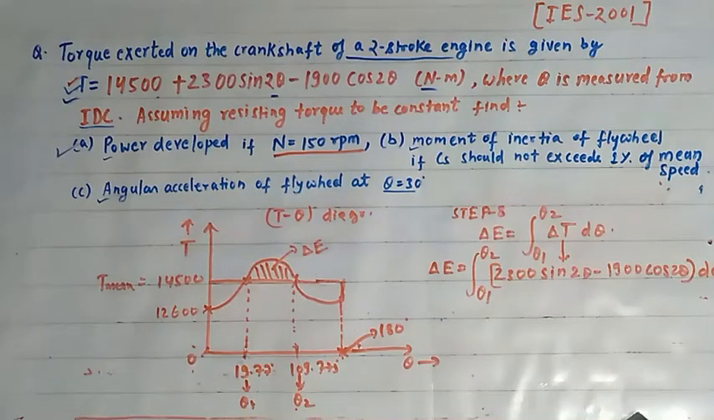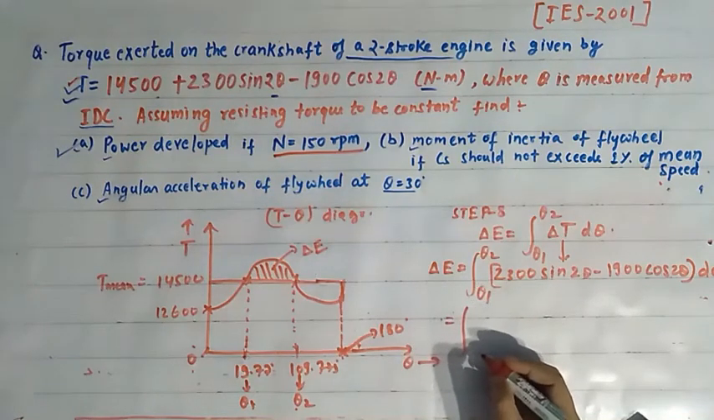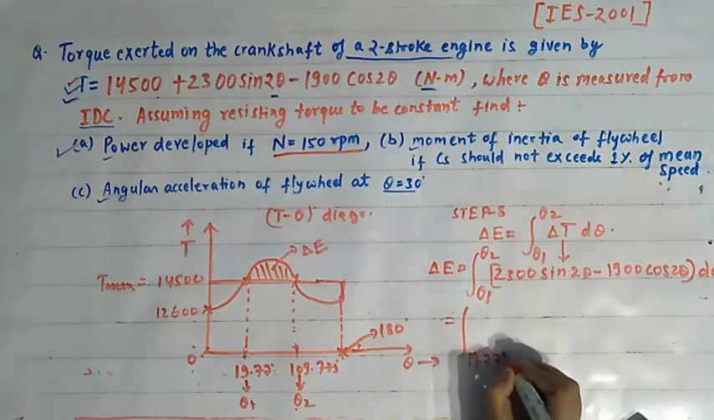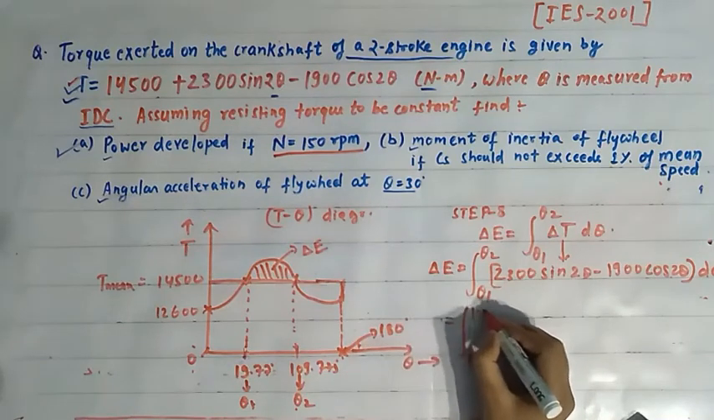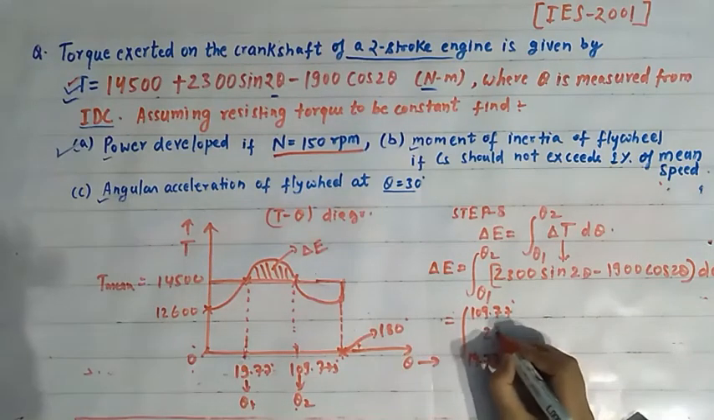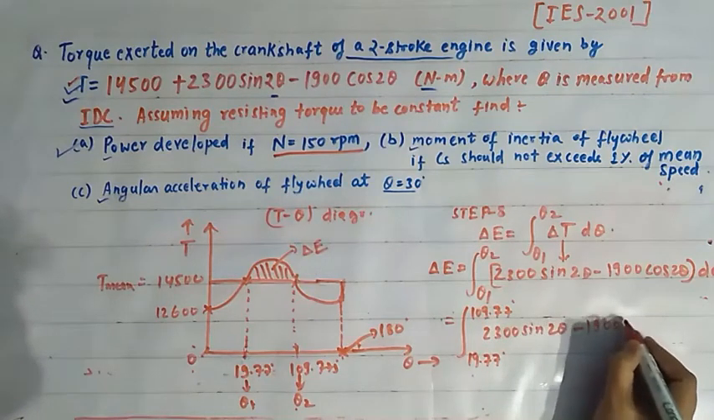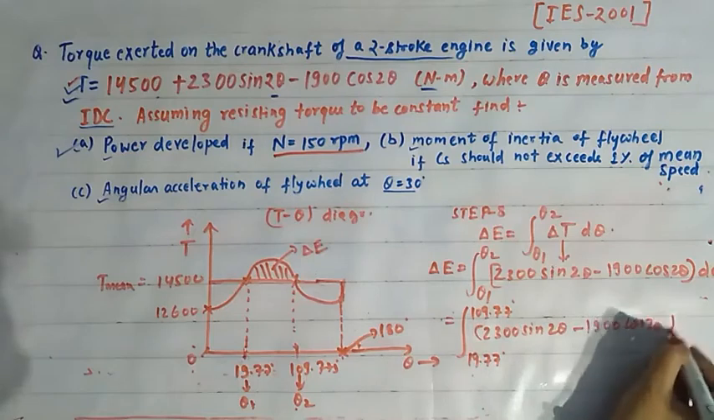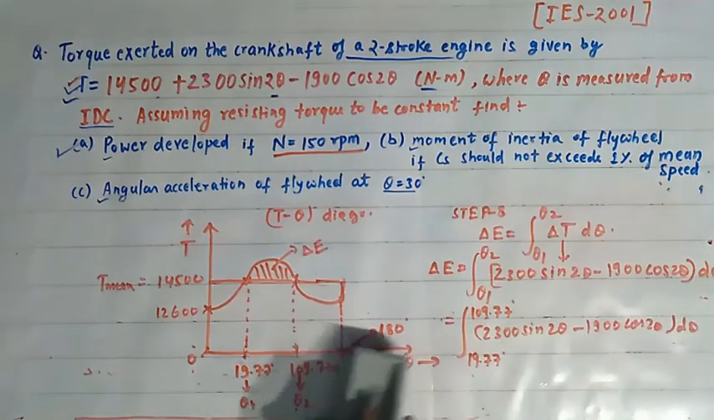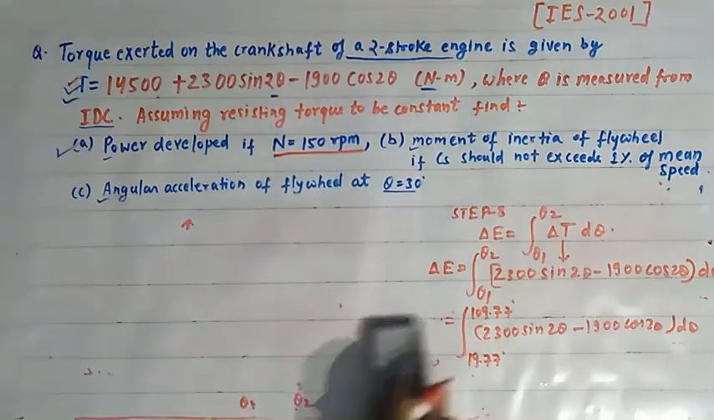Now friends, we have to integrate this expression, putting theta 1 as 19.77 degree and theta 2 as 109.77 degree. Okay, and the expression is 2300 sine 2 theta minus 1900 cos 2 theta d theta. So we will perform the integration now. Look how I am performing the integration of this particular expression.